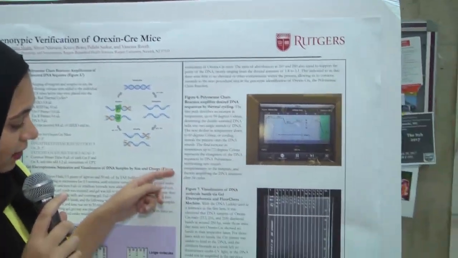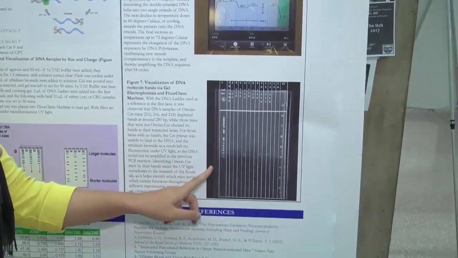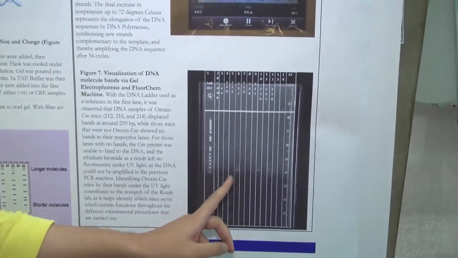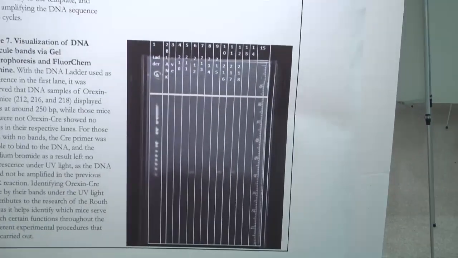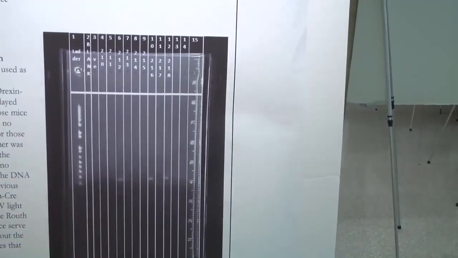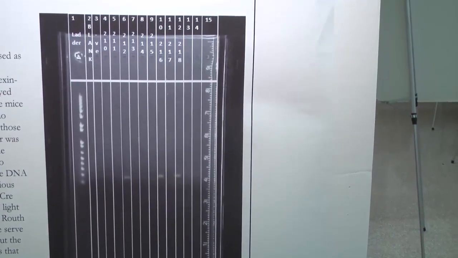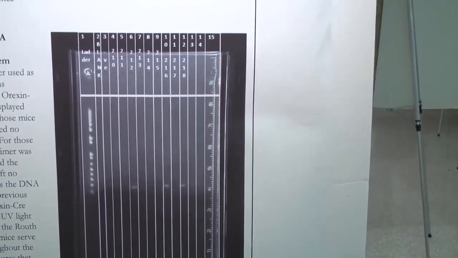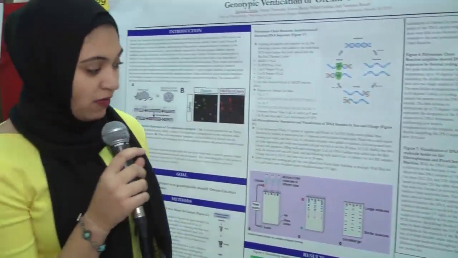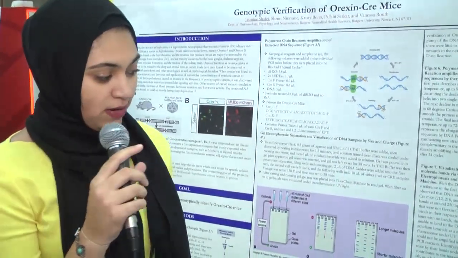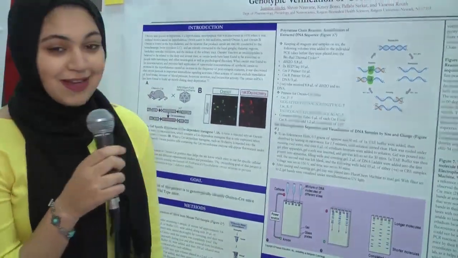So after all of that, we go finally to the gel electrophoresis. We have the DNA ladder here as a reference, and in this case we had 3 mice that were orexin-Cre mice, and we know that because there are bands in each of those respective lanes. There's a reagent called ethidium bromide, which binds to the DNA and is fluorescent under UV light. So if the DNA was amplified in PCR, we know that because of the ethidium bromide and because there's a band there, we know that it's orexin-Cre. So that's basically the work that I did genotyping.